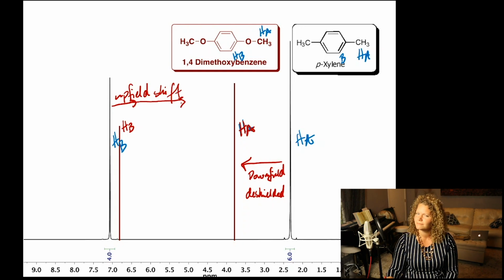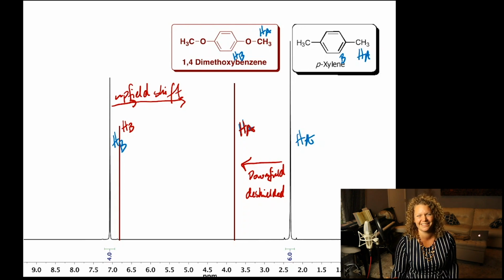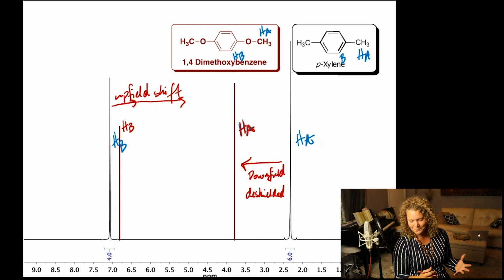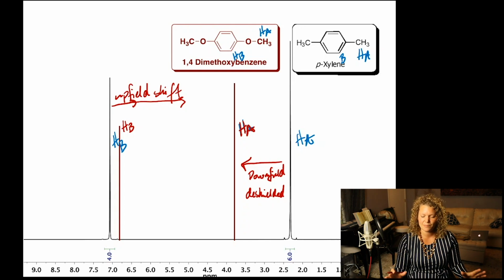Interesting. We just talked about how oxygen is electronegative. This seems opposite of what should happen. It's very interesting with an aromatic ring. This oxygen can be shown with resonance where, when it's bound to an aromatic ring, it can actually donate electron density.